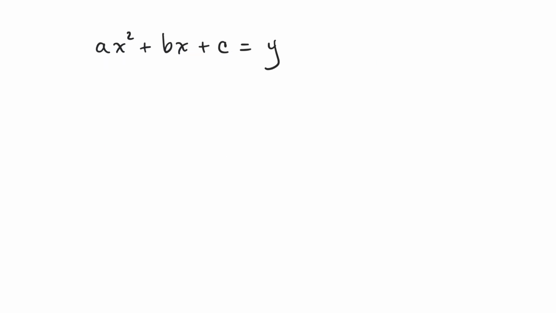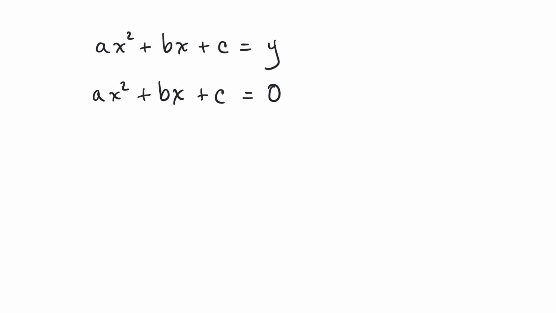All right, so here's a general form for a quadratic equation. We've got ax squared plus bx plus c is equal to y. And remember, we want to know what x is when y is equal to 0. So we'll substitute 0 for y. So now we've got this general equation. And now we're going to solve for x.